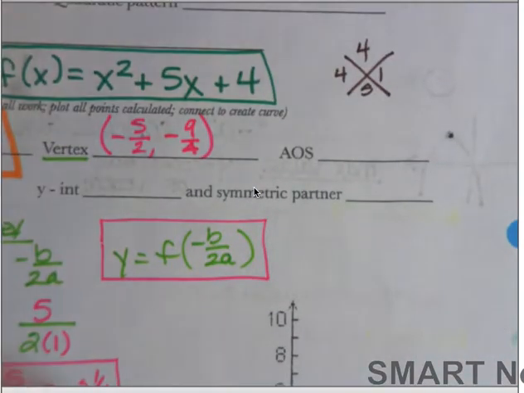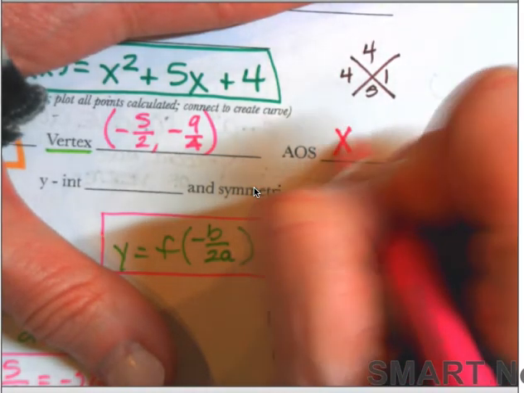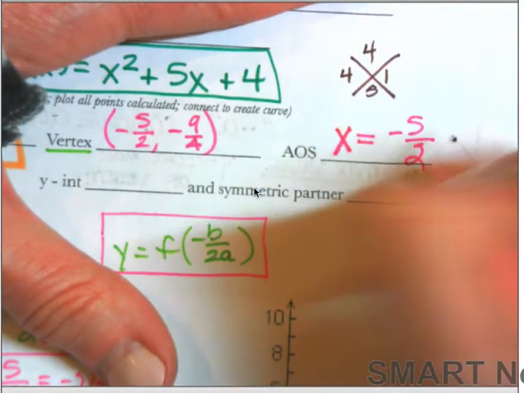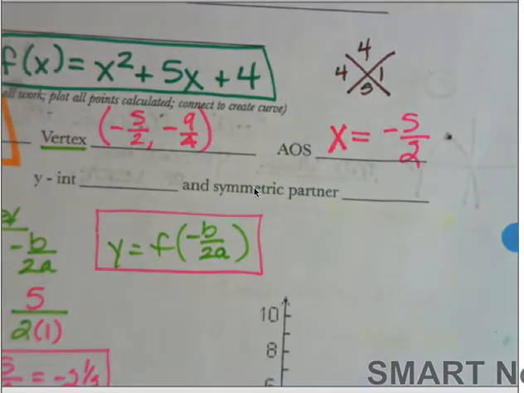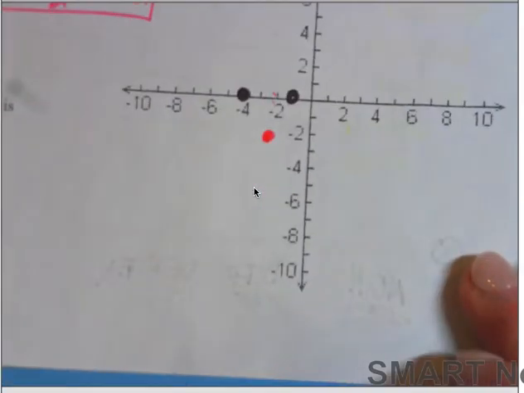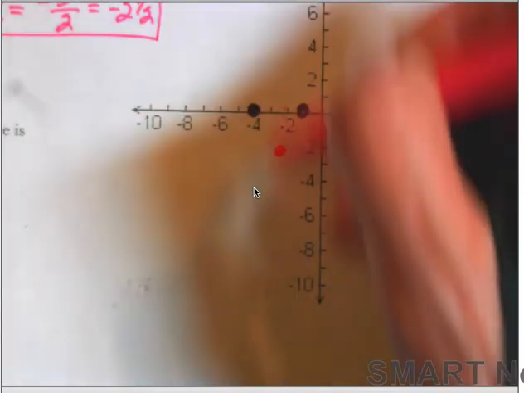The axis of symmetry is a vertical line. This is an equation of a line. It's not just referring to the x-coordinate of the vertex. It's the vertical line, x equals -5/2. Because that symmetric line goes directly through the vertex, splitting the curve into 2 equal halves.